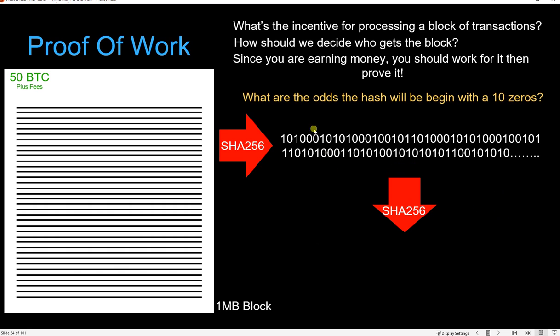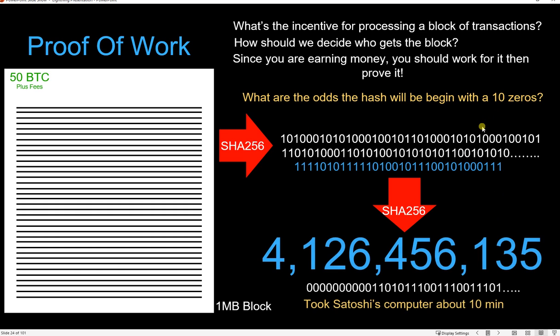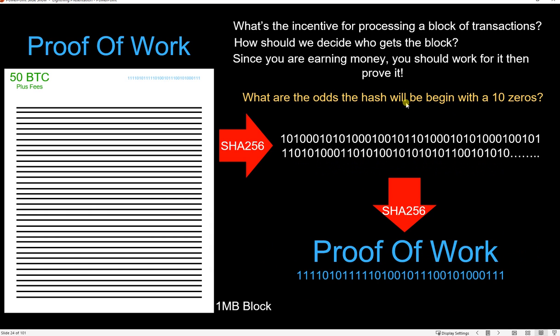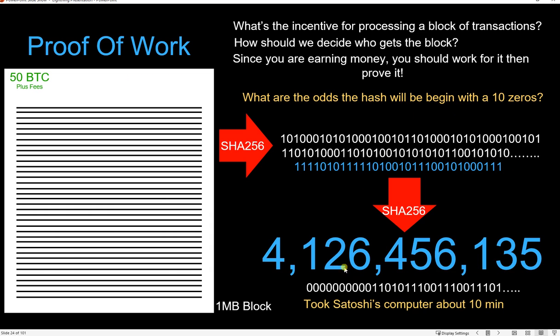What are the odds the hash will begin with 10 zeros? In this case, it took me 4,126,456,135 tries. This is a more appropriate example, and in essence, this is what took Satoshi's computer about 10 minutes to solve. Now, this isn't the actual number, I'm just throwing out a large number. But when Satoshi first started in the very first block, the number, the difficulty, this is actually called the difficulty. Sorry, I'm jumping ahead. This number here is the proof of work.